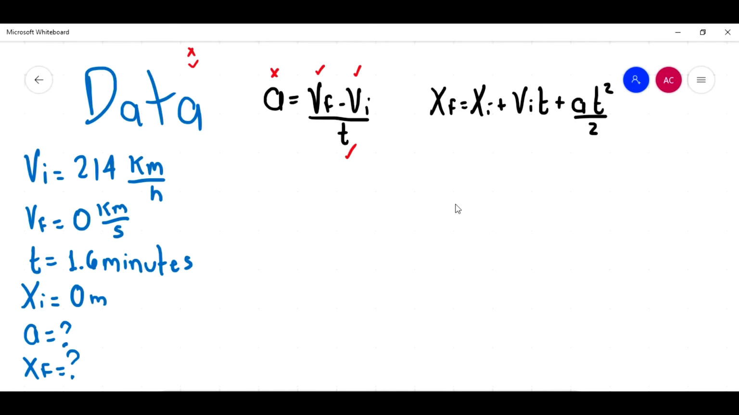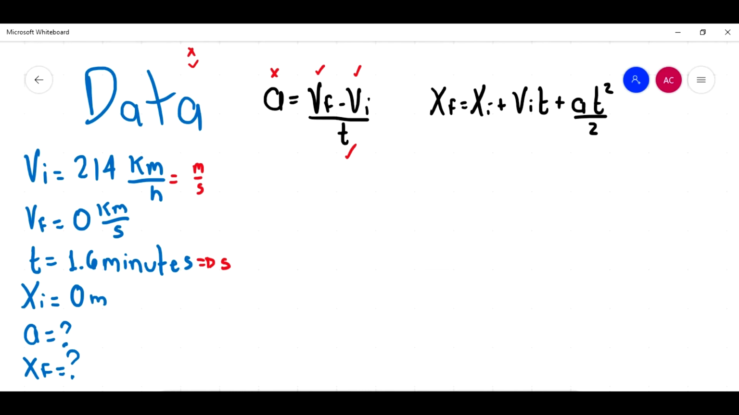So let's write it. For example, if you see here, time I got in minutes, and velocity I got in hours. So I need to transform those units so I can perform this problem. I'm going to transform this one into meters per second, and this one into seconds. So velocity and time I'm going to have in meters per second and seconds, so I can work with them with this formula over here. So let's transform the initial velocity.